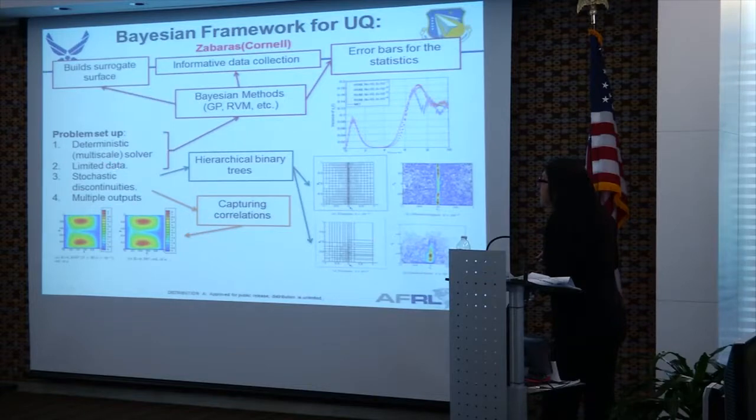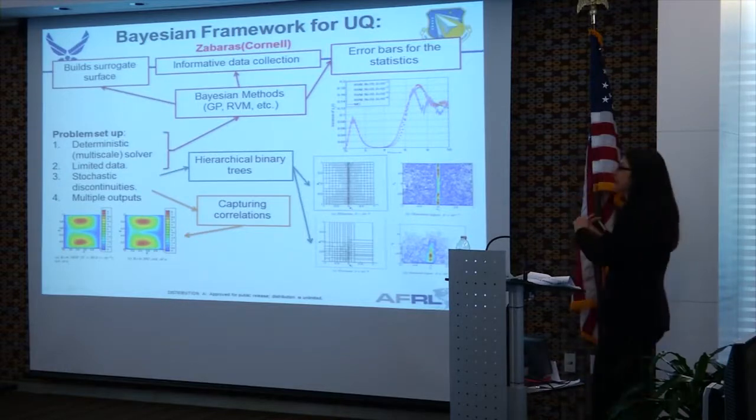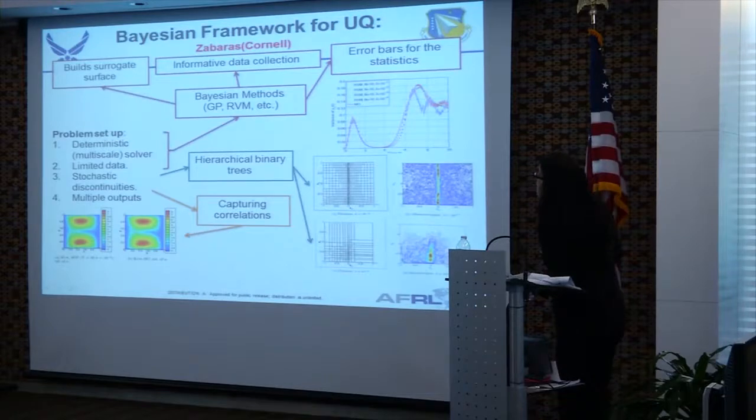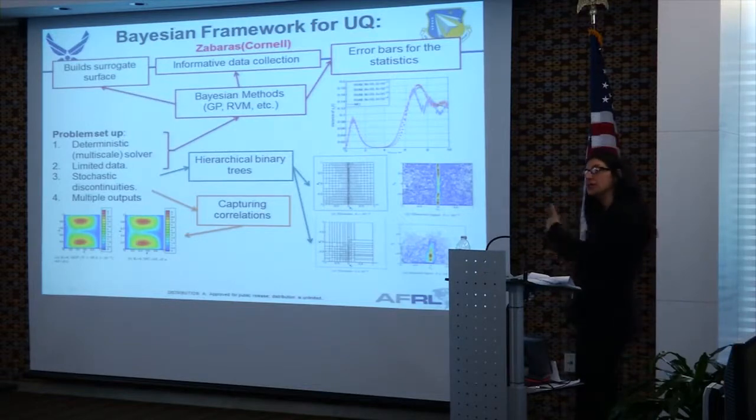You have limited data. If you have limited data, then your accuracy is going to be limited. So you have to make sure that whatever model you have has some sort of interval of confidence or accuracy, because your data is limited. The problems you're looking at could have stochastic discontinuities. And also the solution space may have multiple outputs. You don't necessarily have a single one. The techniques that people have used for solving some of these problems, like stochastic collocation, stochastic Galerkin, polynomial chaos, all of these. The problem is that once you solve it, you just get one solution. But what we would like to have is a distribution of these solutions.